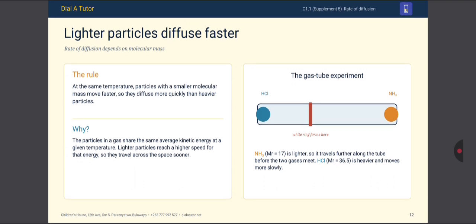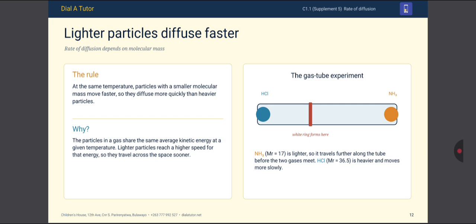Now, we have the following. Lighter particles diffuse faster. I'm sharing this, although this is for supplement, because I might want to then assess you both for core and supplement. Now, also for the sake of knowledge, let's read the main heading. Lighter particles diffuse faster. We have to understand why this is so.